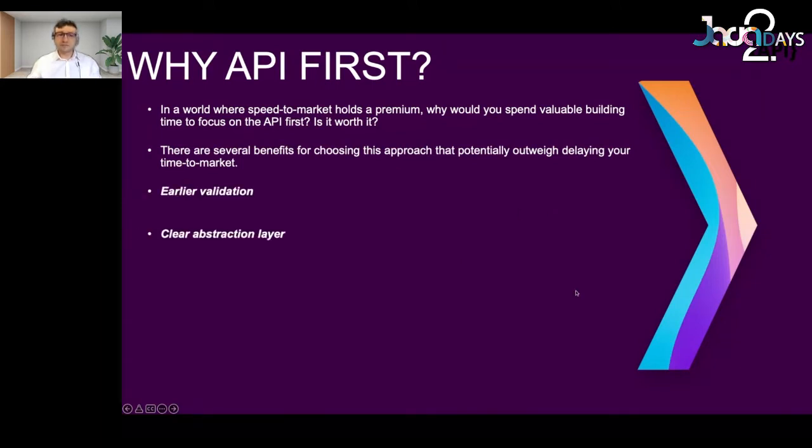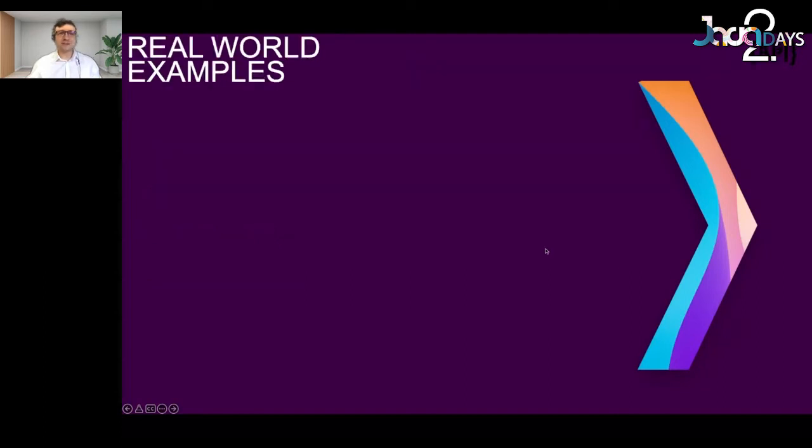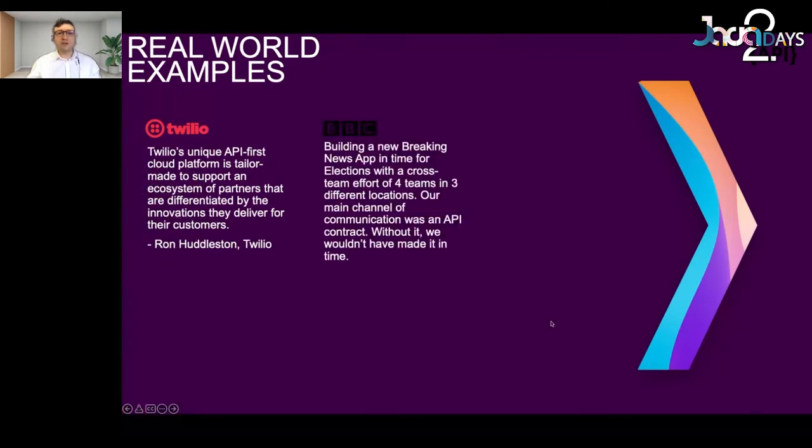Earlier validation, clearer abstraction layer, decoupling dependencies, ensuring the quality, predictability, and stability to withstand web clients, mobile clients, and other developers as well. So a couple of real-world examples for this. Twilio has an API-first cloud platform, which is tailor-made to support their customers and partners. Speaking from personal experience at the BBC, building a new breaking news app in time for elections with a cross-team effort of 4 teams in 3 different locations, our main channel of communication was an API contract, and without it, we wouldn't have made it in time.